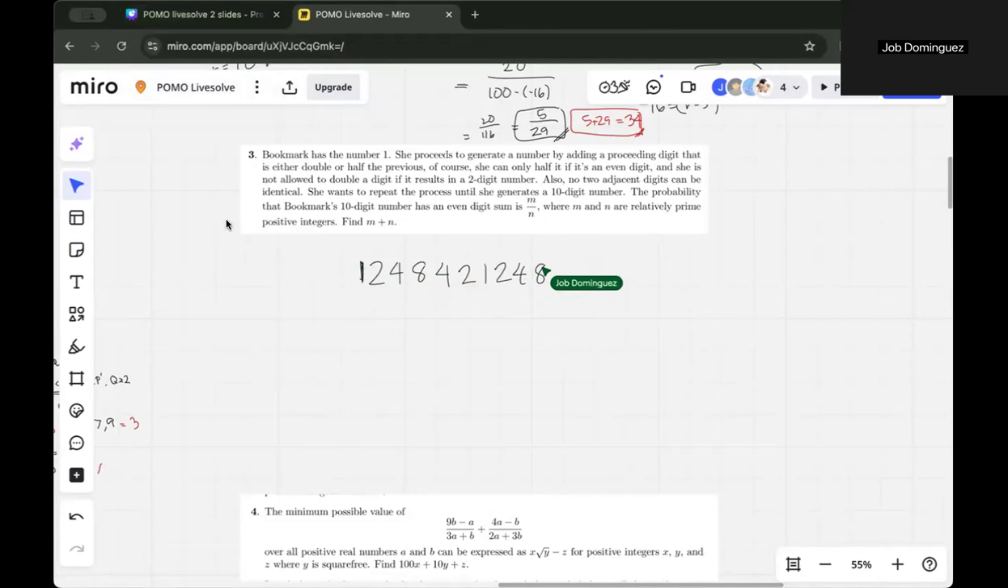But seeing that we need the bookmark 10-digit number to have an even digit sum, this will simplify the problem: we need an even number of ones. We need 10-digit numbers with an even number of the digit 1.